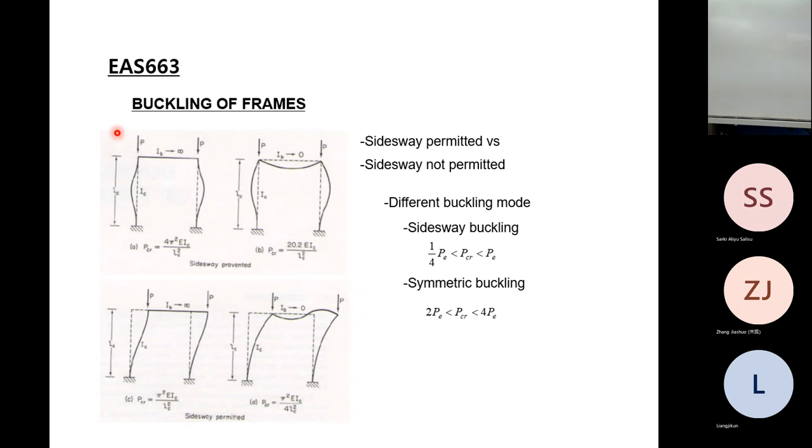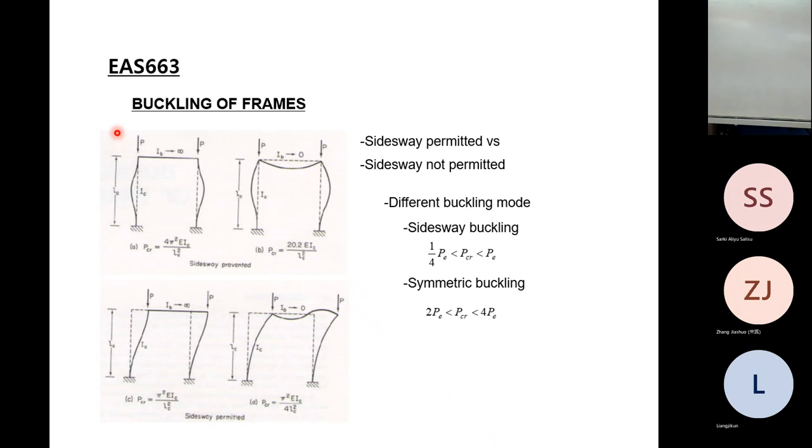But most of the time, the columns are not individual, they are part of a structure, for example a frame here. Frames are structures that have vertical members and horizontal members connected together, and they are subjected to vertical load and horizontal load. When members are subjected to vertical load, of course, you get the problem of buckling. So the behavior of a frame under loading will be affected by the buckling load of the column, which is one of the members in the frame. If one of the columns buckles, it is going to affect the whole frame.